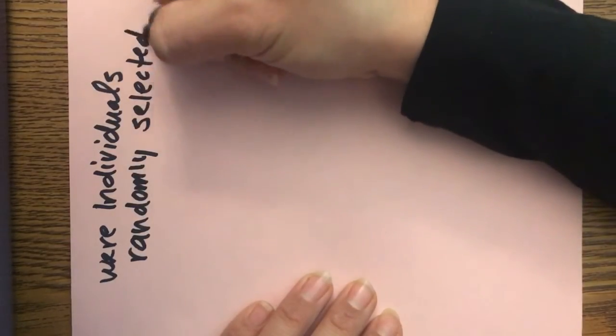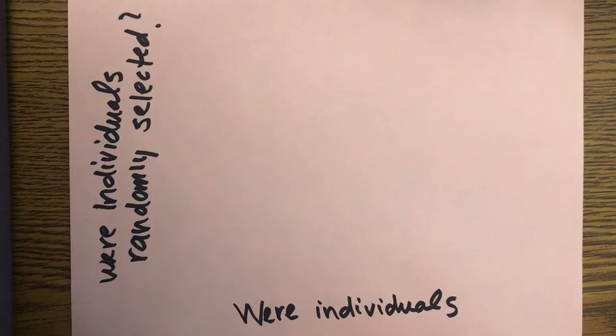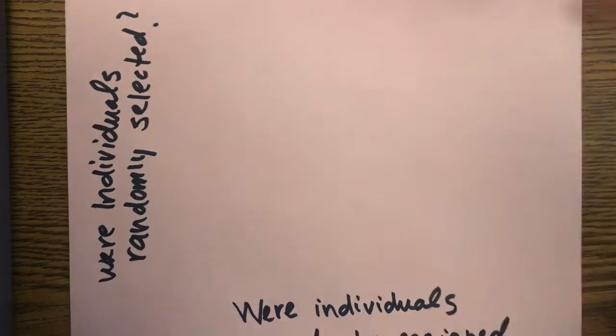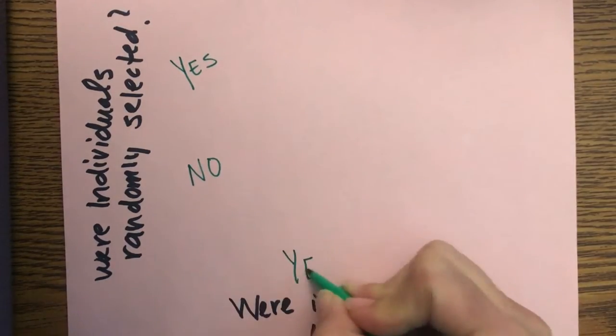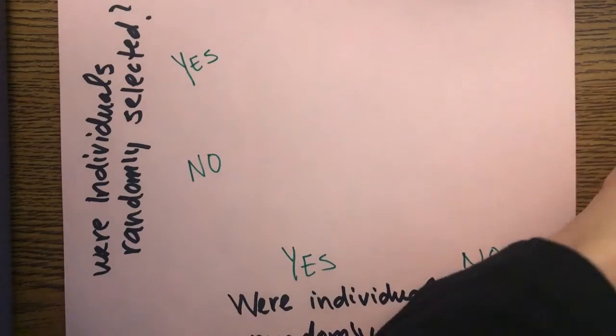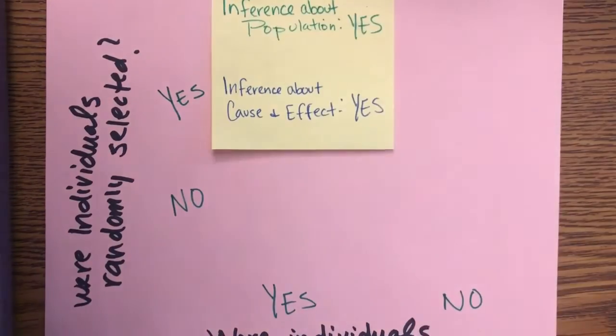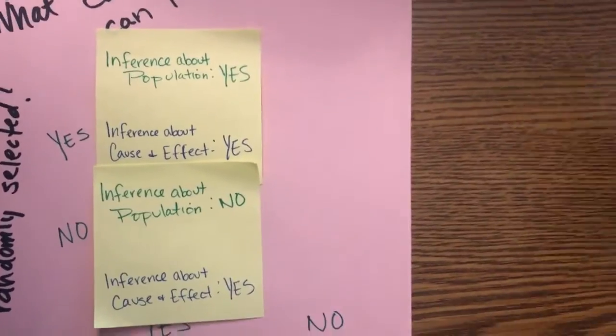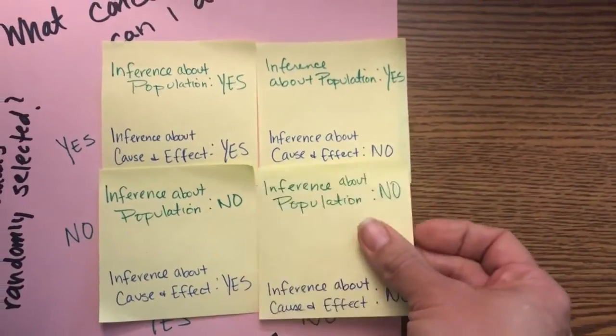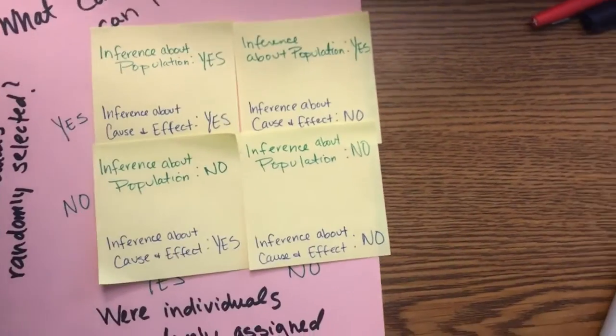Finally, how can we tell what conclusions we can make? So we have to examine, were individuals randomly selected, and were individuals randomly assigned to a treatment? So we have to answer these questions, and then we can decide what kind of conclusion we make. So if yes, individuals were randomly selected and randomly assigned treatment, then we can make inference about the population and inference about cause and effect.